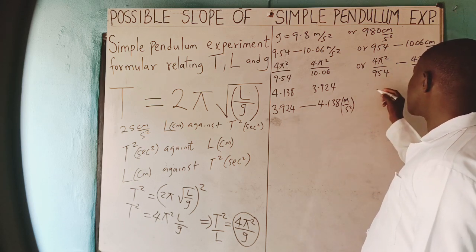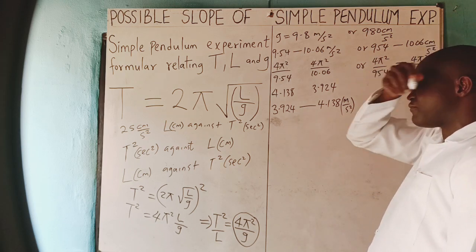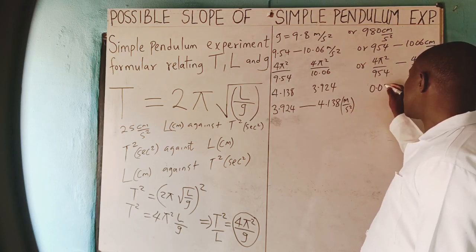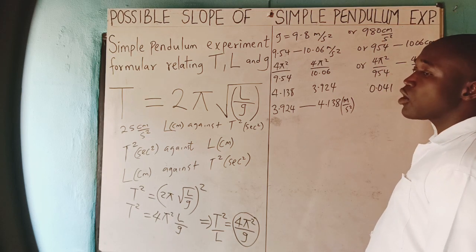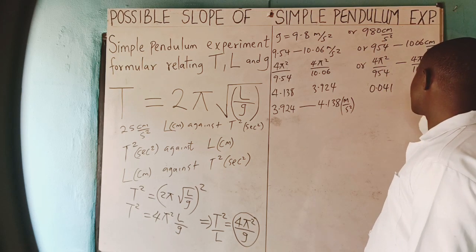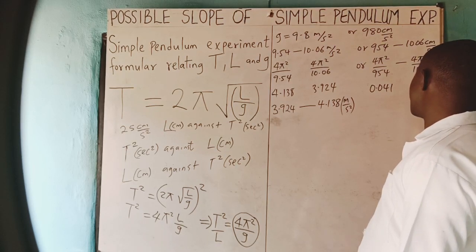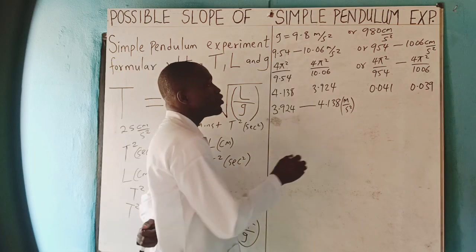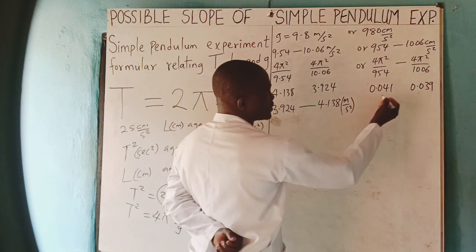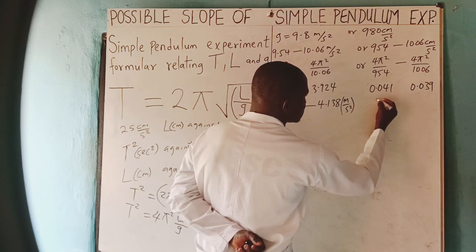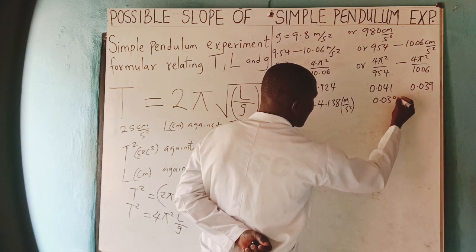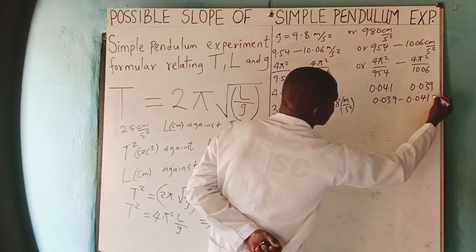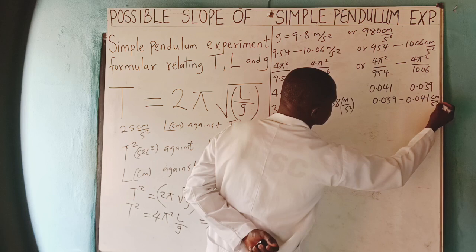Okay? Then for this one, 4 pi square all over 954 will be giving you 0.041. 4 pi square all over 1006 will be giving you 0.039. Both are in centimeter per second squared. Okay? And so, since this is bigger than this, we said the range for this is 0.039 to what? 0.041 centimeter per second squared.